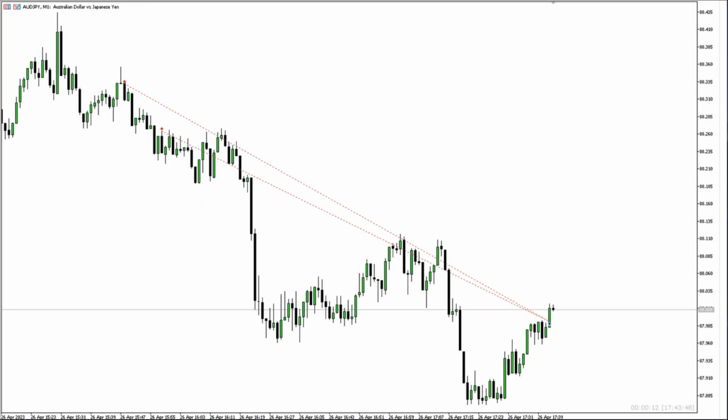Hey guys, welcome back. Today's trade breakdown is going to be on the Aussie Yen pair, which I took last night, the 26th of April 2023, during the New York session.